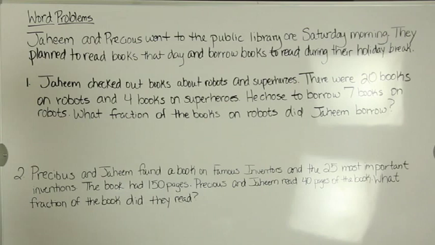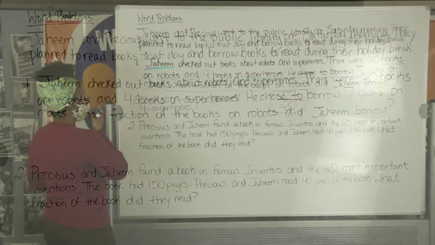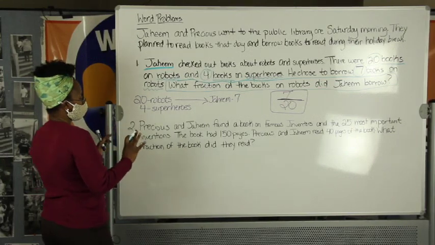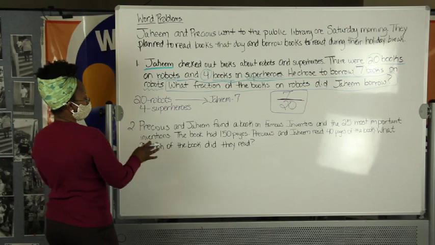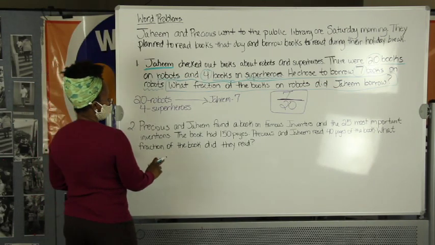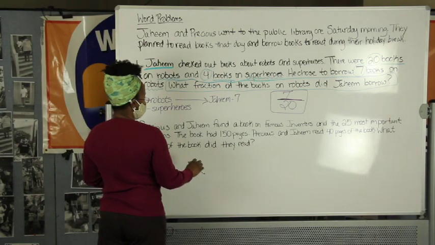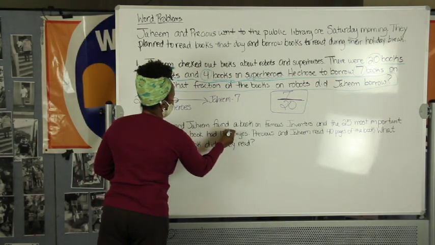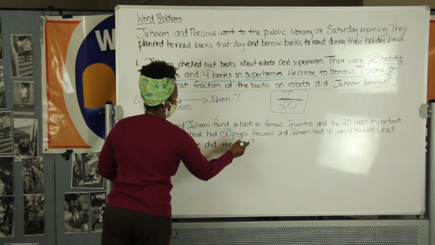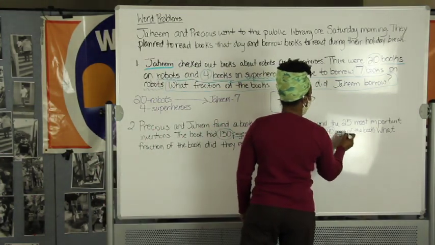Precious and Jaheim found a book on famous inventors and the 25 most important inventions. The book had 150 pages. Precious and Jaheim read 40 pages. So I'm going to use a different color this time. So we know this is just talking about Precious and Jaheim. So instead of coloring everything up, we're going to go straight to the books that they're talking about with the numbers. The book had 150 pages. Precious and Jaheim read 40 pages of the book.